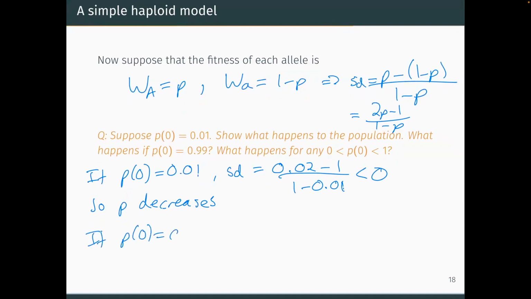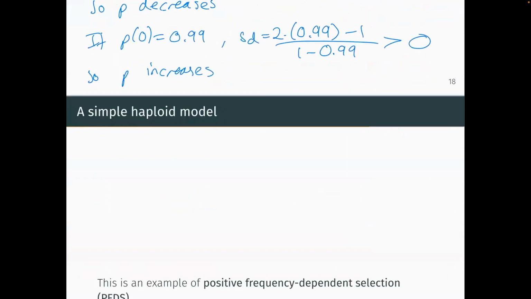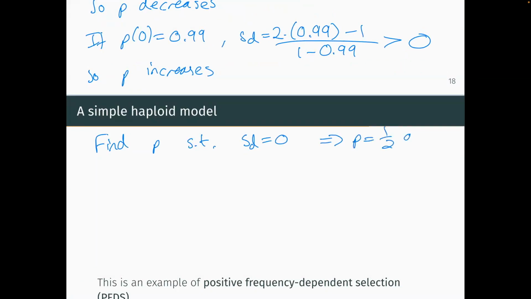Conversely, you can probably guess what's going to happen. Our selection differential is 2 times 0.99 minus 1 if it's very common, over 1 minus 0.99. So it's positive, and p increases. We can do the same process as we did for the previous example. We can find p such that our selection coefficient is equal to 0. If we do that, it implies that p is equal to 1/2 again.